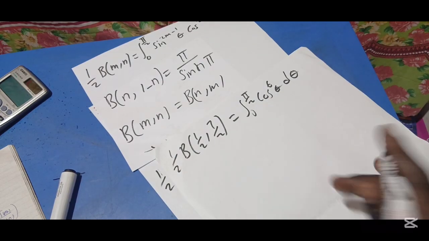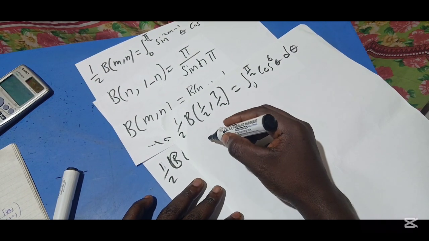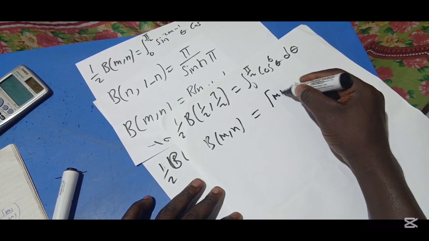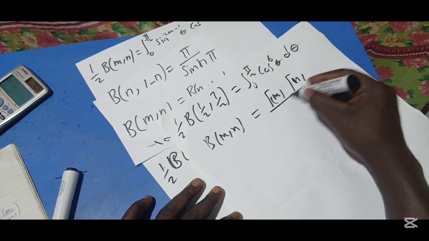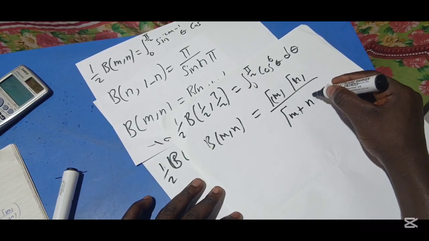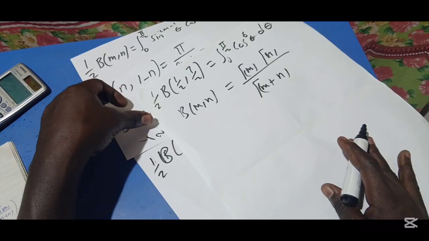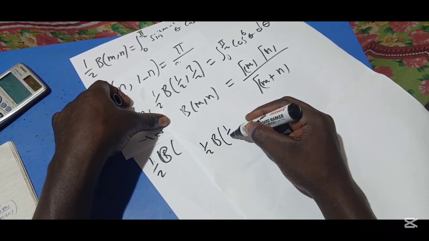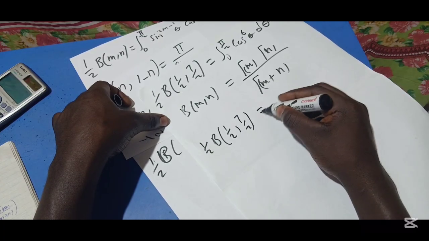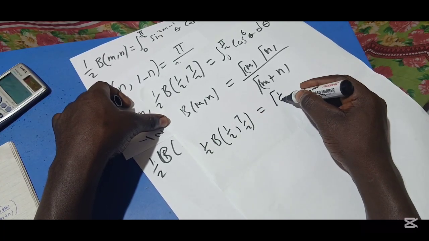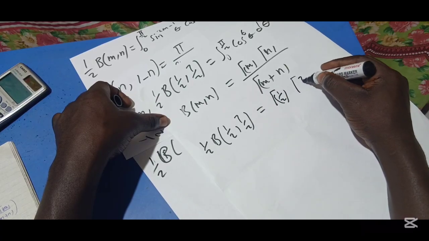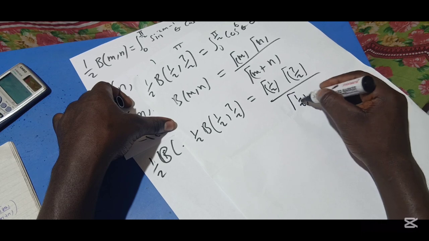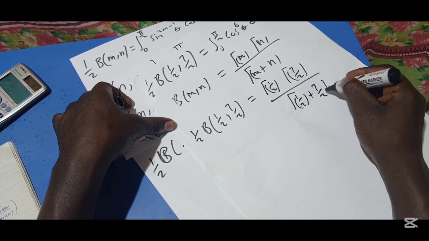So now the relation between beta and gamma functions is that beta of m, n equals gamma m gamma n all over gamma of m plus n. So this should tell us that half beta of 1 on 2, 7 on 2 equals half gamma of 1 on 2, gamma of 7 on 2, all over gamma of 1 on 2 plus 7 on 2.